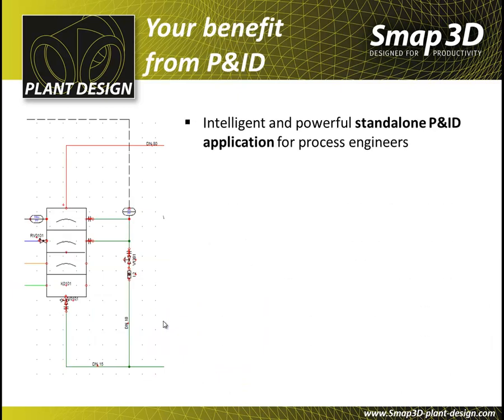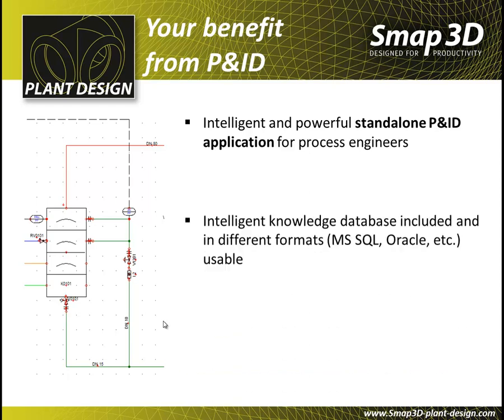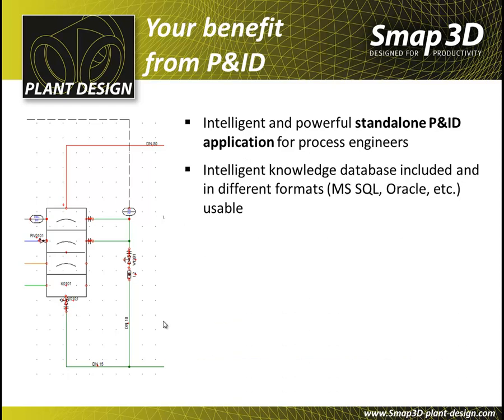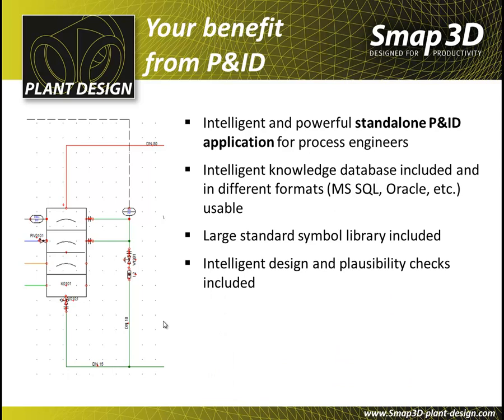The Smap3D P&ID is an intelligent and powerful standalone application for process engineers. An intelligent knowledge database and a large standard symbol library is included. Intelligent design and plausibility checks, as well as a report generator, are also included as the base functionality of the Smap3D P&ID software.